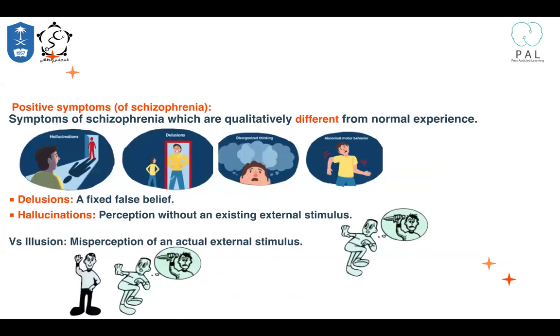Okay, the positive symptoms, we said, are qualitatively different from normal experience. We have for example hallucinations, delusions, disorganized thinking, and abnormal motor behavior. Delusion means a fixed false belief, and we have many types of delusion. For example, a grandiose delusion, where the patient believes he is a king or queen or something he is not. Or a paranoid delusion, where he insists that someone is following him, a fixed false belief. And we have hallucination, which is perception without an existing external stimulus.